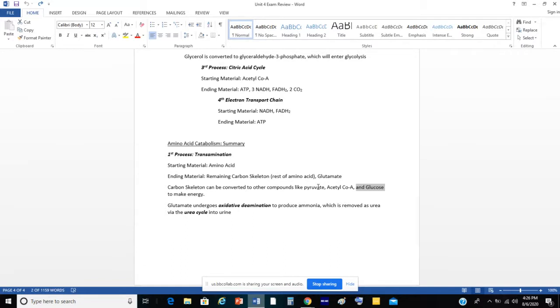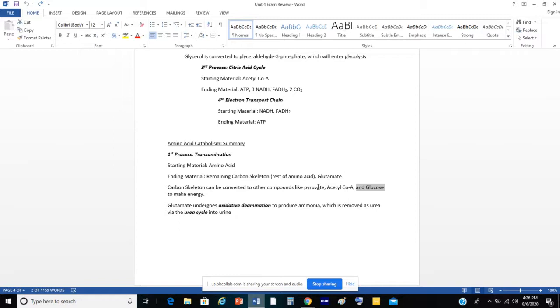acetyl-CoA, it will go to the citric acid cycle to make ATP and electron carriers, and the electron carriers will go to the electron transport chain to make more ATP. If you turn those amino acid carbon groups into glucose, glucose will go into glycolysis, which gets broken down into pyruvate, which will undergo pyruvate phosphorylation to make acetyl-CoA, which will then go into the citric acid cycle to make ATP and electron carriers, and all your electron carriers will go to the electron transport chain to make ATP.